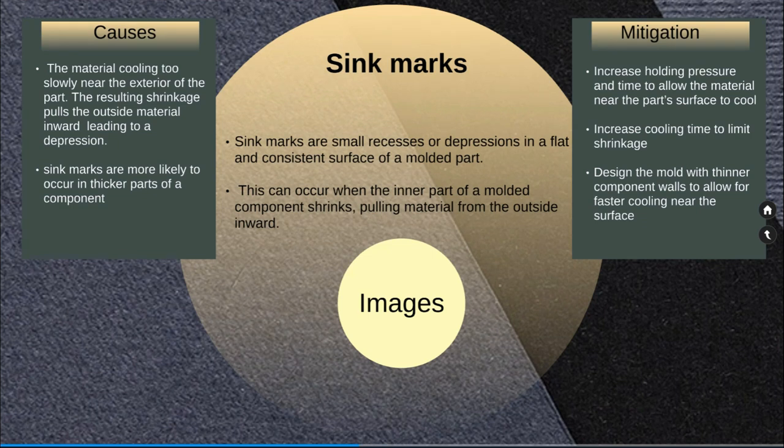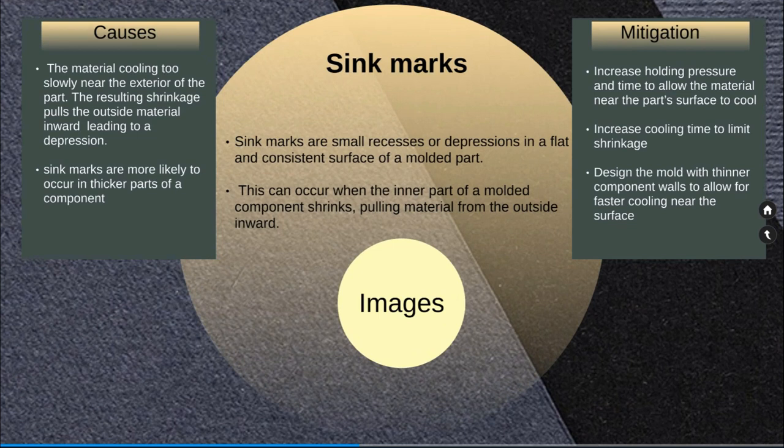The material cools too slowly near the exterior of the part, and the material tends to cool faster inside. This results in shrinkage. The materials in the inner molecules pull the outside material inward, leading to a depression. Next, sink marks are more likely to occur in thicker parts of the component.